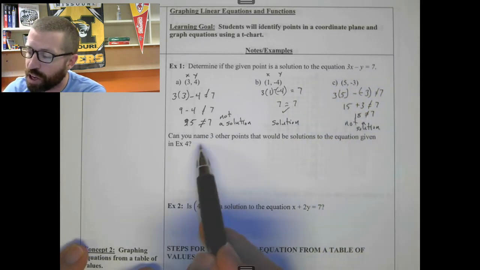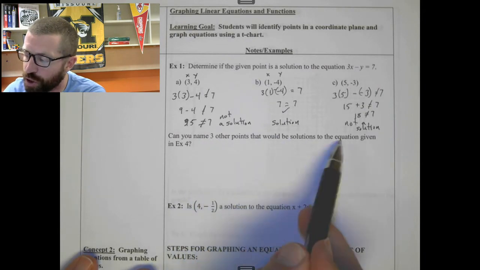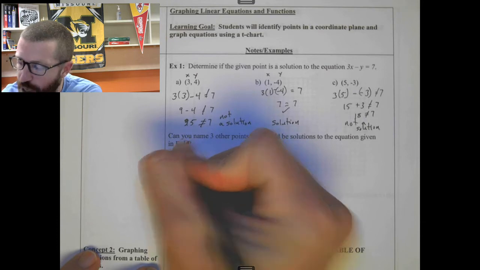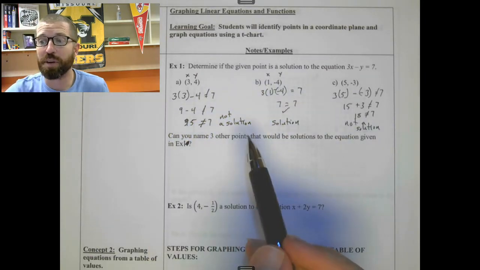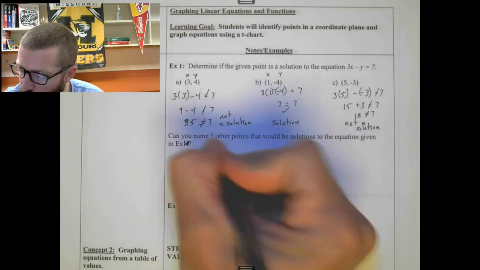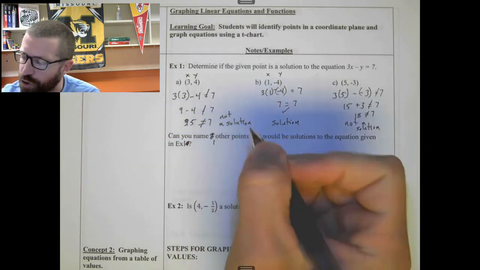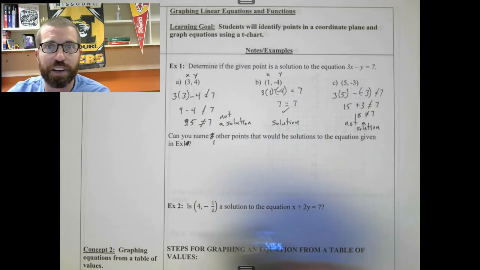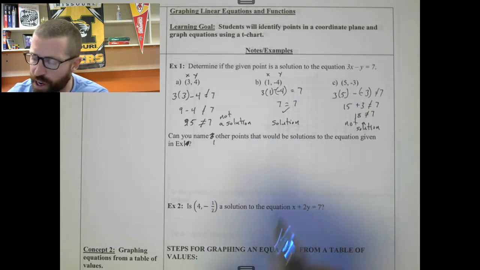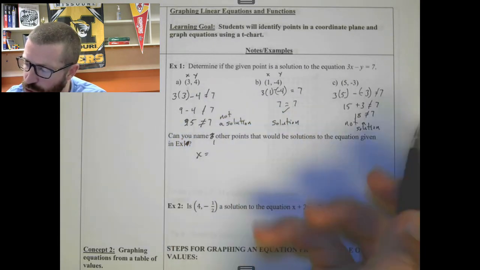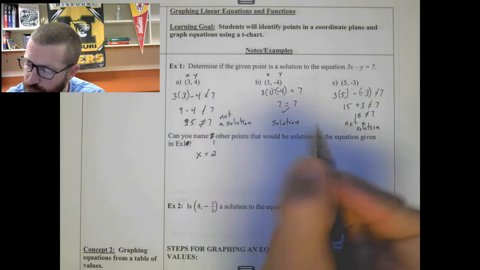Okay, so this says, can you name 3 other points that would be solutions to the equation given in example 1? And yeah, we can. Actually, we can name as many as we like. Let's just do one other one. To do that, just pick an x value or a y value. Normally start with x. Let's say x is equal to, we didn't use 2 yet, so let's use 2.